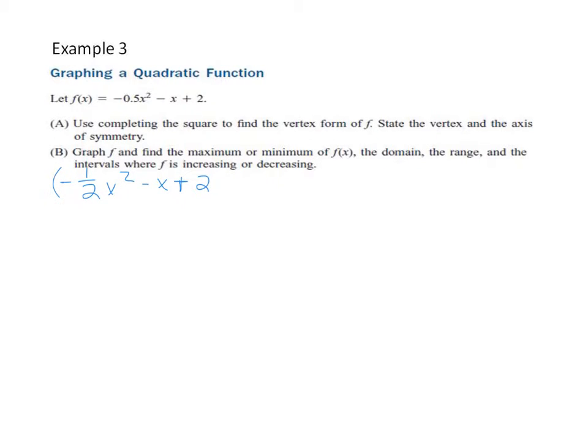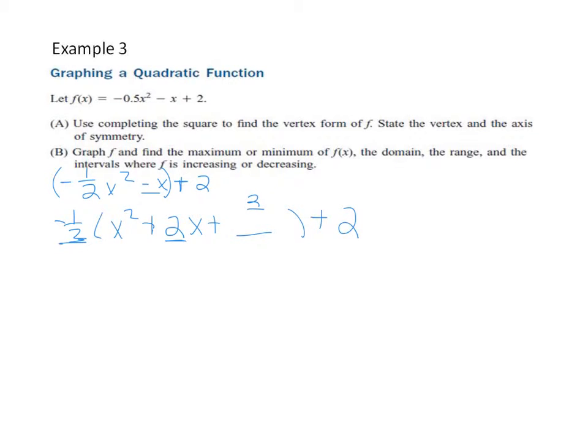Now, I need to separate these and pull out a negative 1/2. So I've got x squared. Now, negative 1/2 times what gives me a negative 1? Times a positive 2, plus whatever that is, plus 2. Okay, do it again. Negative 1/2 times 2 gives me negative 1. That's why it's that. Okay, now let's do the completing the square.